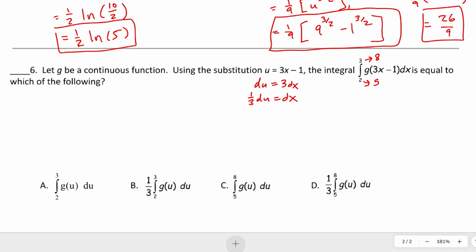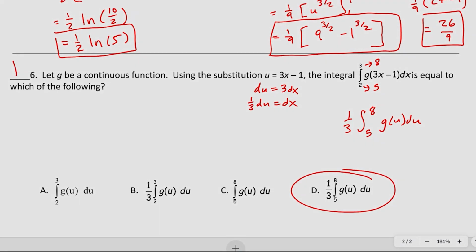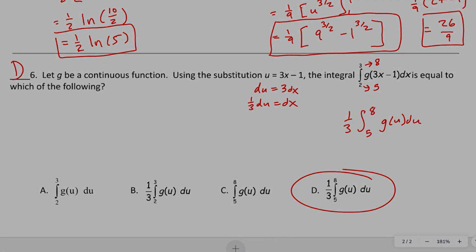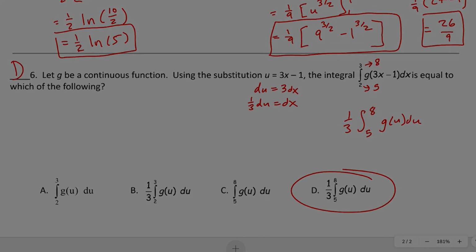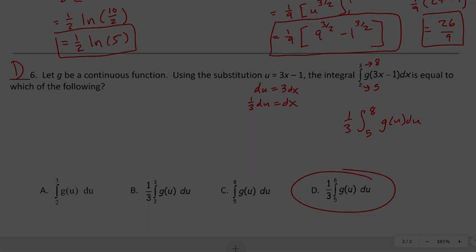So this will be the integral from 5 to 8 of 1/3 g(u) du. So look at our answer choices. It looks like it's D. Any questions about u-substitution?